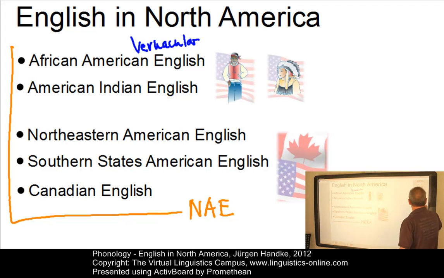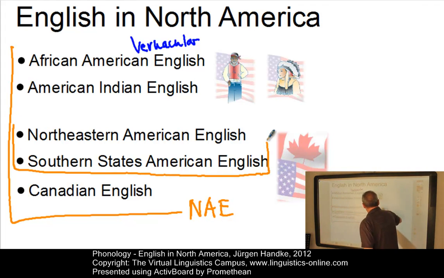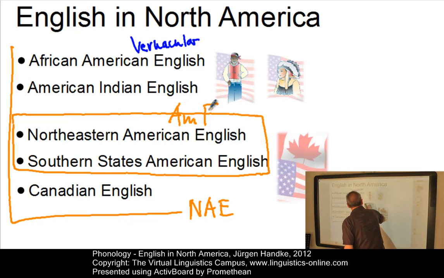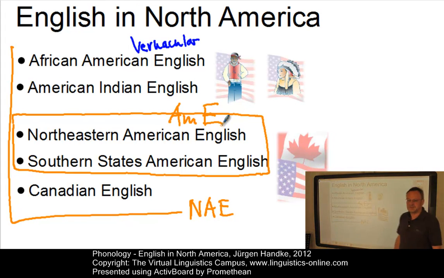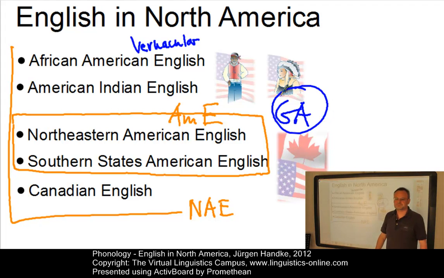A special term relates to the United States. For example, these two here would be listed under the heading of American English, or simply AmE. Now, American English comprises a set of major regional dialects of English used mostly in the United States. A special term in this context is the term General American, GA. Or some people call it standard American English.